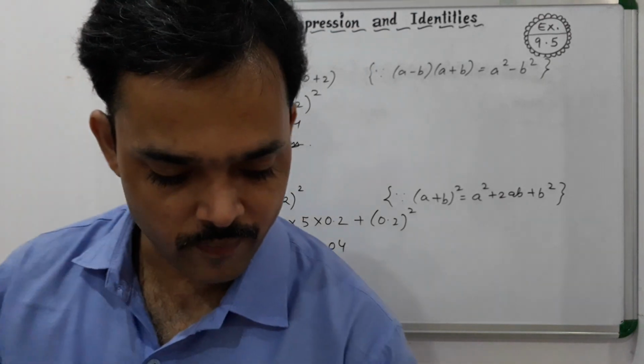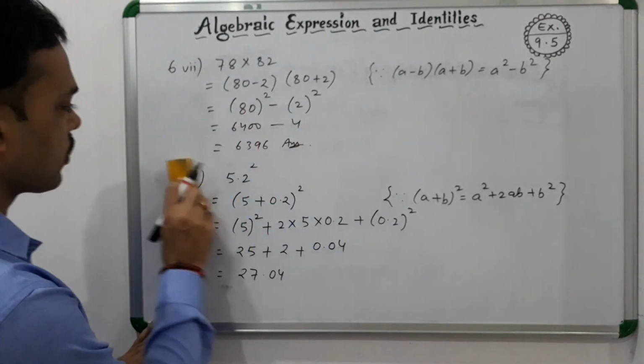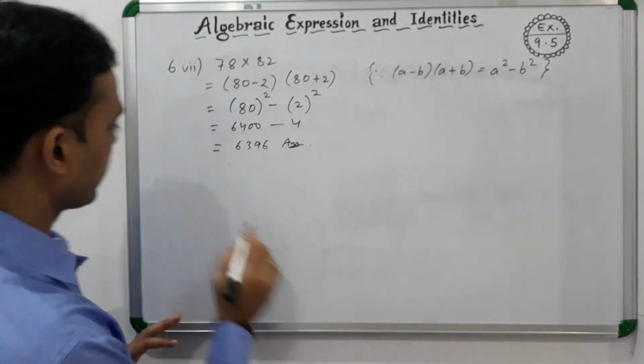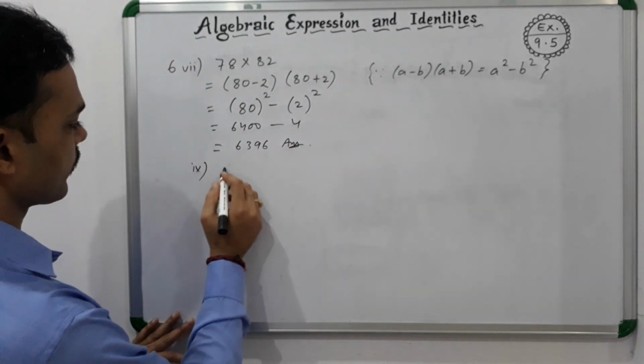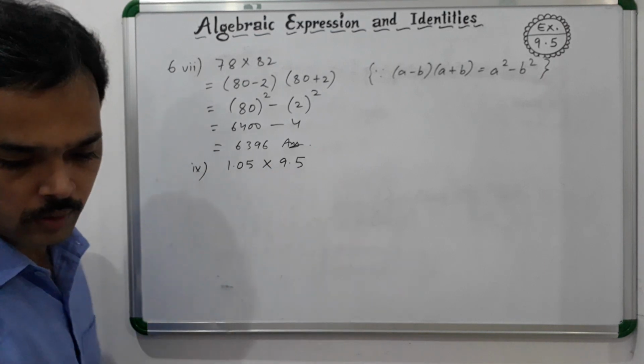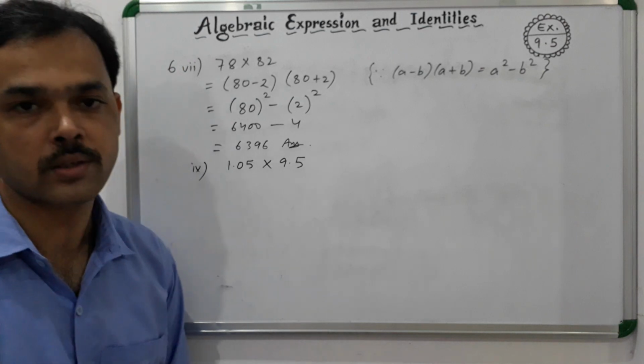Now once we have done the seventh part, let us move on to the ninth part. This ninth part is a good question. It is 1.05 into 9.5. 1.05 into 9.5, yes.